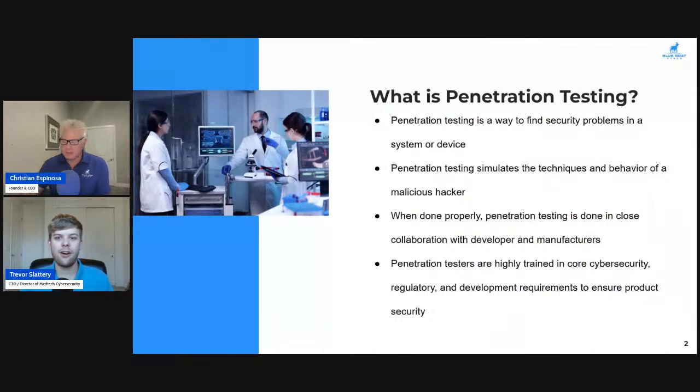Penetration testers are highly trained in core traditional cybersecurity concepts. With the FDA focus in mind, of course, they have to be very focused on regulatory requirements and development to make sure that they know what they're doing and how to fix it. It's one thing to know how to break a system, and it's another thing to know how to remediate a system once you have broken it. So one of the hallmarks of a skilled penetration tester is being able to understand not only what the problem is, but how to fix it and how to accurately convey that information to the client.